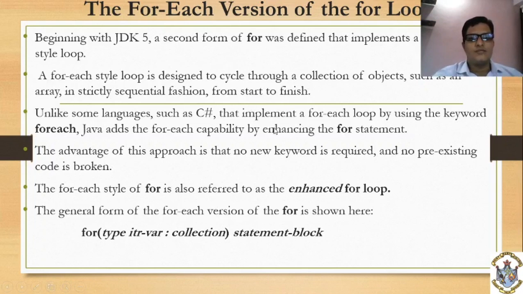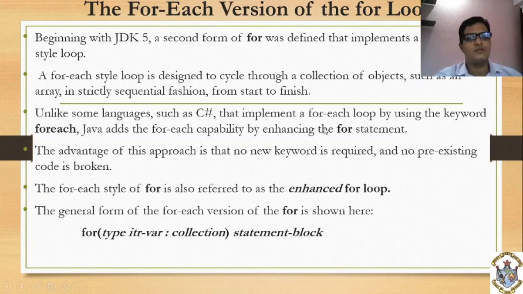Unlike some languages such as C sharp (C hash stands for C sharp), here we are learning in web technology. Like that, C sharp uses the keyword for each. Java adds for each capability by enhancing the for statement. In C sharp, you use the for each statement with the keyword for each, but in Java, this for each version is referred to by using for also.